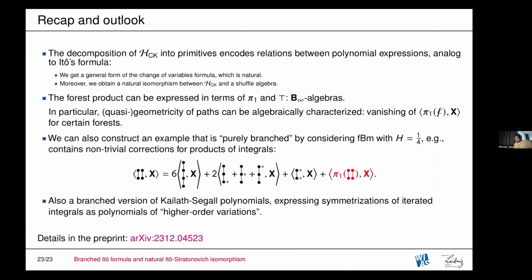Okay, and just to finish, a brief recap, and we also did some more things. We can get an algebraic characterization of whether your path was actually geometric or quasi-geometric to start with, and we can construct some examples that have non-trivial variation, like this extra variation that does not show from semi-martingale computation. So we can actually construct a branch of path that does not come from a semi-martingale path.